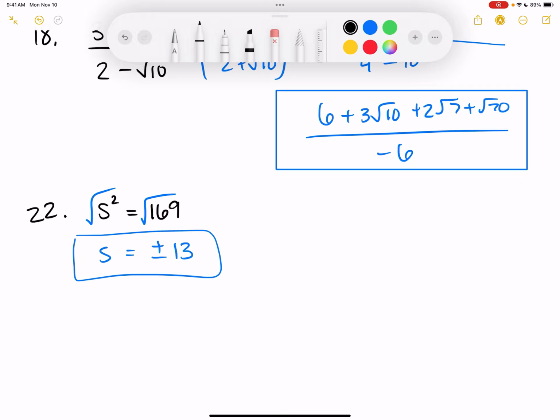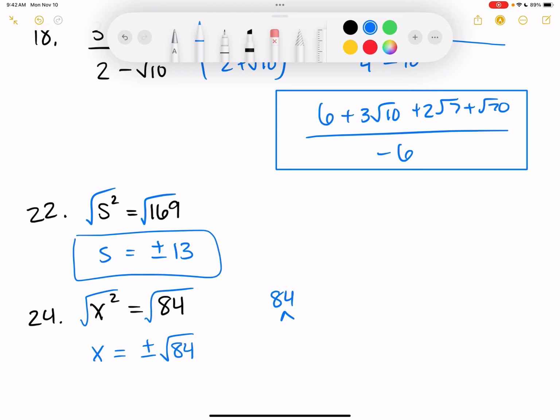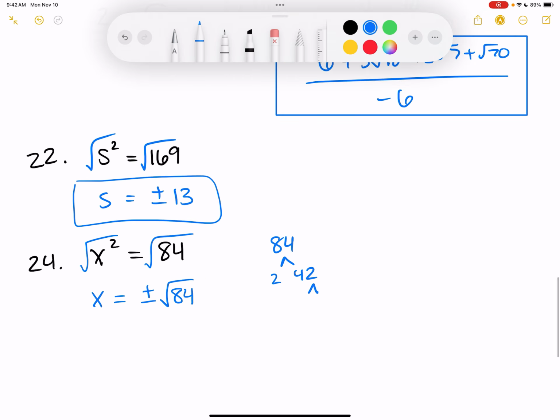24. X squared is equal to 84. Now, is that a perfect square? No. All right, so I have X is equal to plus or minus the square root of 84. I should then see if I can break it down. So 84 breaks into what? 2 and 42. What else? 42 breaks into? Isn't it 6 and 7? Yes, it is.